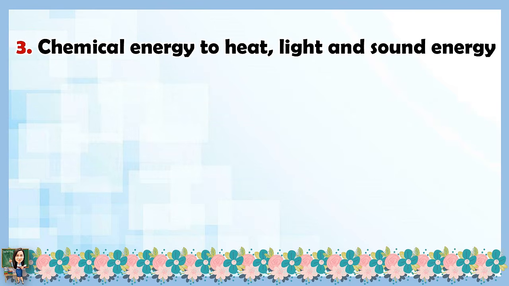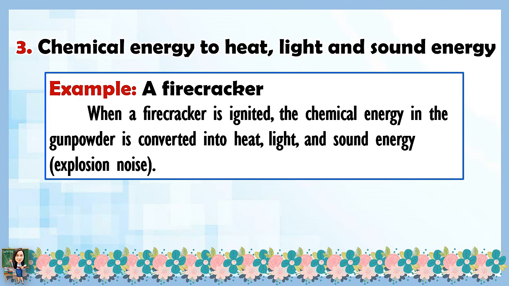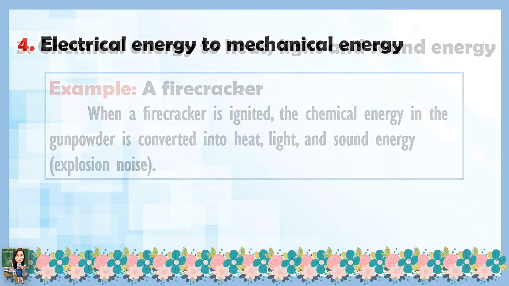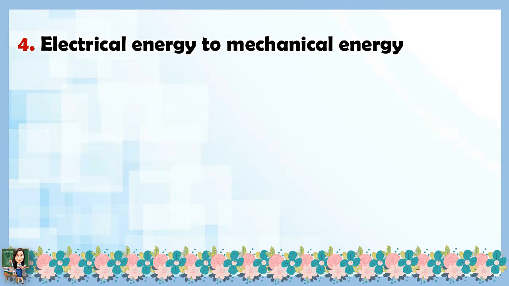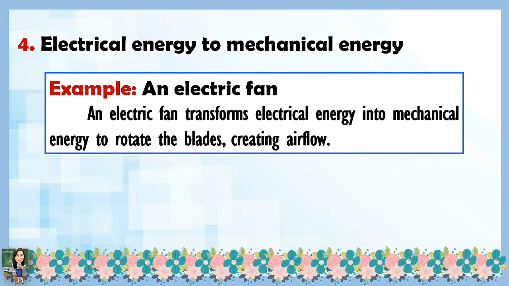Number 3, chemical energy to heat, light, and sound energy. Here is my example. When a firecracker is ignited, the chemical energy in the gunpowder is converted into heat, light, and sound energy, or explosion noise. Number 4, electrical energy to mechanical energy. Here is my example. For example, an electric fan. An electric fan transforms electrical energy into mechanical energy to rotate the blades, creating airflow.